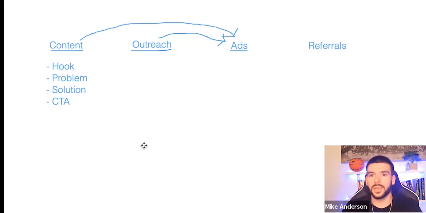The CTA could be, if you're looking to get a meal plan that really works for you, shoot me a DM with the word meal plan and I'll send you over my free ebook that gives you access to X, Y, and Z, right? So that's just a very, very simple example of what the hook, problem, solution, CTA would be.